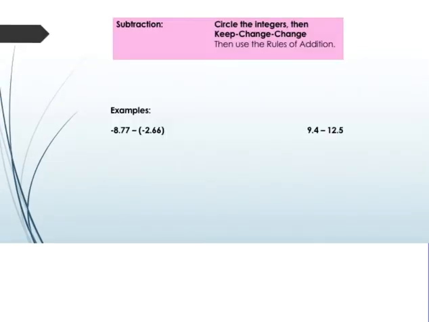Next set of rules is subtraction. And I encourage you to circle your integers and then use the process keep, change, change. And then use the rules of addition. So example 1, we have negative 8.77 minus negative 2.66. Keep the negative 8.77, change, and then change negative 2.66 to a positive 2.66. Now we can use the rules of addition.